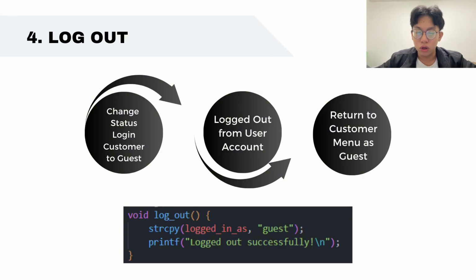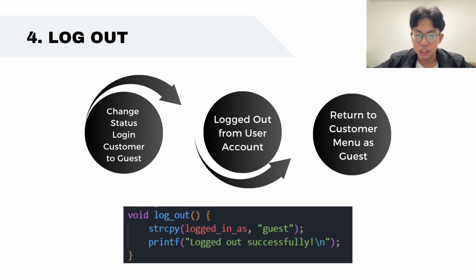Next, we move on to the logout process, which resets the user's login status and transitions back to guest mode. The logout function is called when the user selects the logout option. Within the function, the login as variable is updated to the string guest, effectively changing the user's login status back to guest. This step ensures that the user is no longer associated with any previous login credentials or privileges.